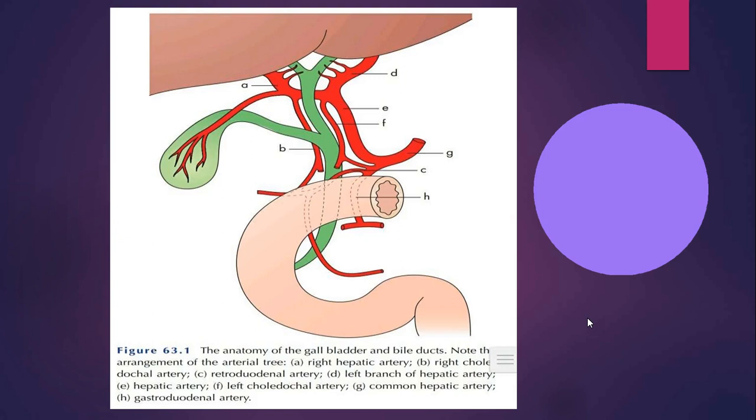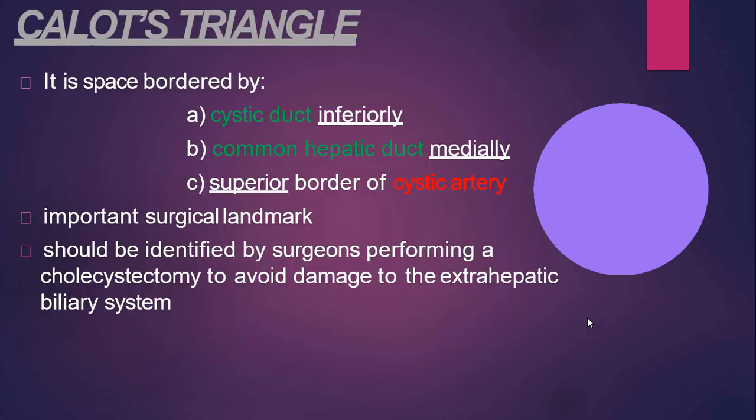Now you see the common bile duct has a portion above the duodenum, a portion behind the duodenum, a portion below the duodenum, and a portion inside the duodenum. So in this way, the common bile duct is divided into the supraduodenal portion, retroduodenal portion, infraduodenal portion, and the intraduodenal portion. Now this is very important for the surgeon.